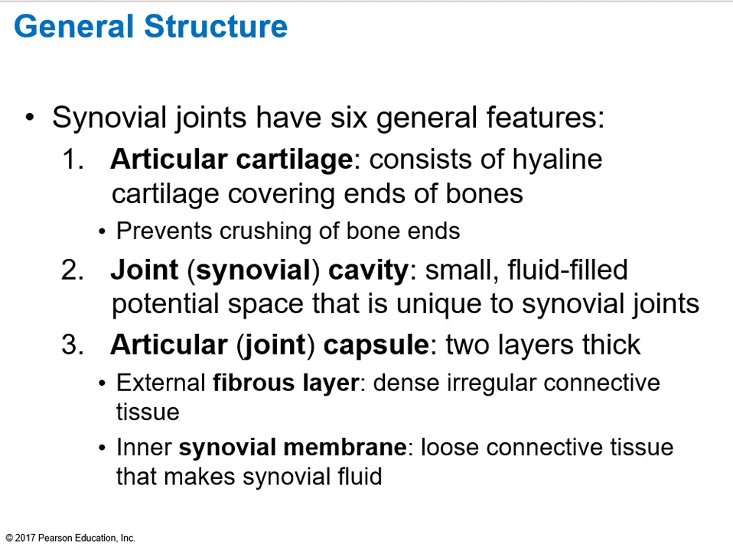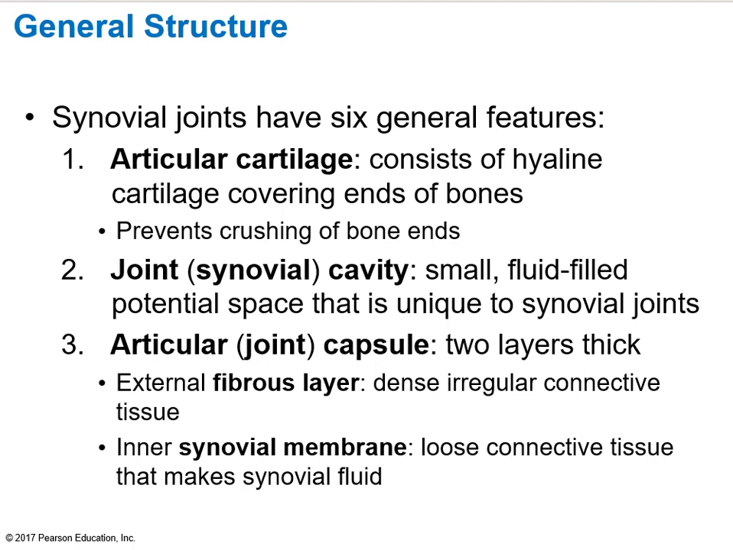And then we also have a joint or synovial cavity, which is the hallmark for synovial joints. The joint or synovial cavity is just a space, but it is fluid filled, and it's filled with synovial fluid. We also have a capsule, basically a fibrous protective layer to define the joint cavity, to define the space. And it has that external fibrous layer of dense irregular connective tissue that is protective and structural in its components, and an inner synovial membrane of loose connective tissue that actually makes synovial fluid.